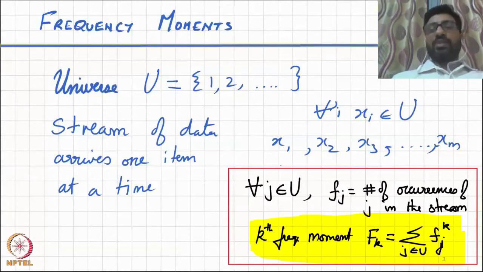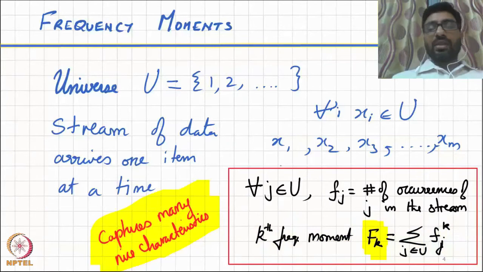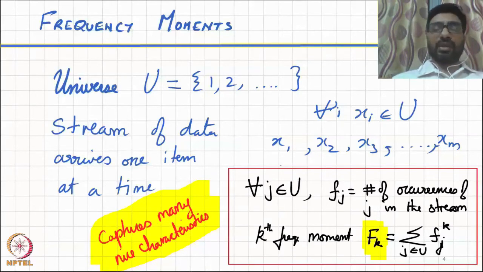Now, the kth frequency moment is denoted Fk, and it's defined as the summation over all items in the universe. Let's use the notation j to represent the items in the universe. Summation over j, fj raised to the power k. As it turns out, this notion of kth frequency moment captures a large number of nice characteristics. And now notice that k is a parameter, and as the parameter varies, we get various insights about the data stream.